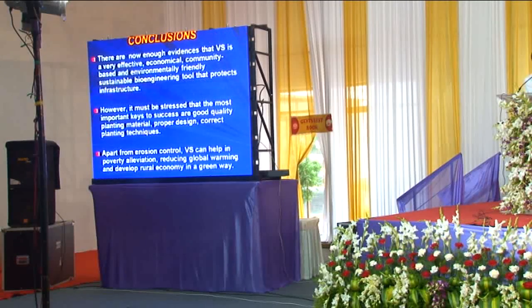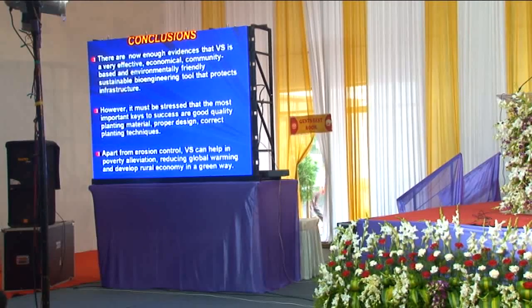I would like to conclude by saying that apart from erosion control, vetiver system can help in poverty alleviation through community involvement, reducing global warming and develop rural economy in a green way. Thank you, sir.